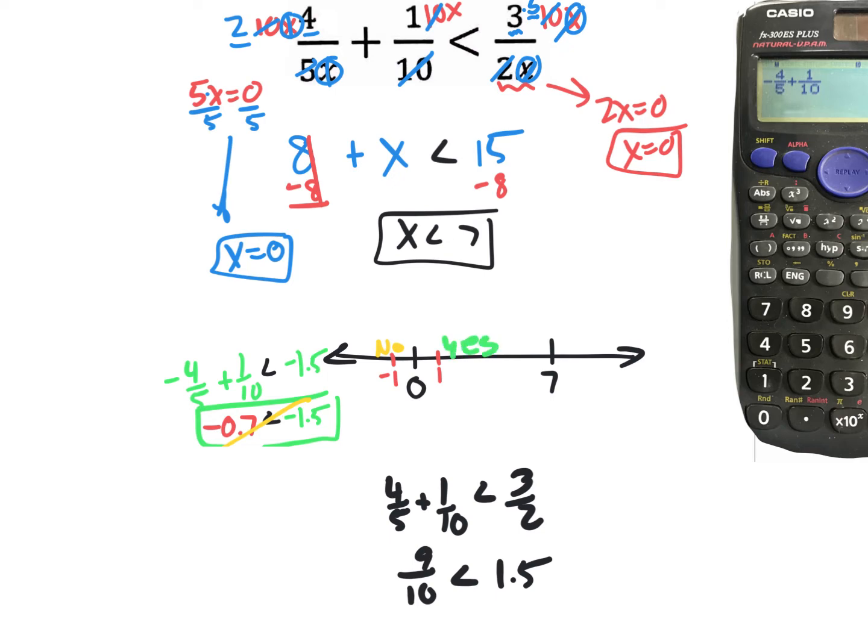So I still need to test this area over here. If it's a yes, my answer is x is greater than 0, because you got both over here. Or if it's a no over here, then it's just between 0 and 7, so that'd be a compound inequality between 0 and 7. So any value you want greater than 7, pick one. 8, 9, 10, whatever. I want to go with 8. If I plug in the value of 8, let's see if it works.